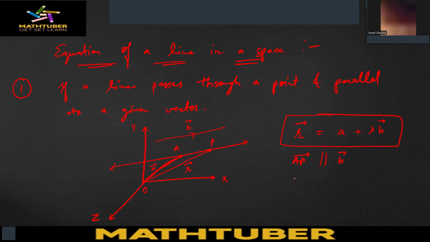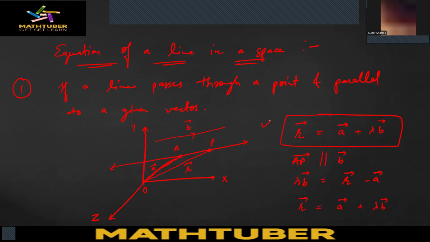So we can say that AP vector, or you can say lambda into B vector, is equal to R minus A vector, right? Because they are parallel to each other, so it will be equal to lambda B. And now if you take this A vector to the other side, you will get the equation because we want the value for R vector, which is the resulting vector. And this is how we get this equation. So R vector is equal to A vector plus lambda B vector. Lambda is multiplied with B because B is the parallel vector. So the direction ratios will be proportional, right?